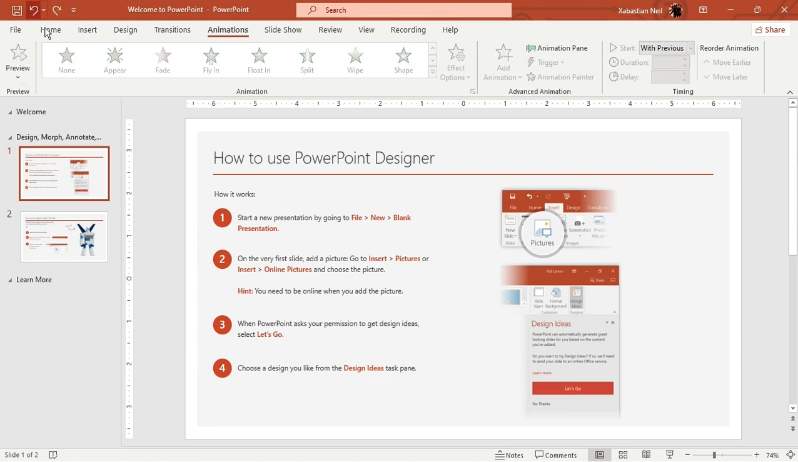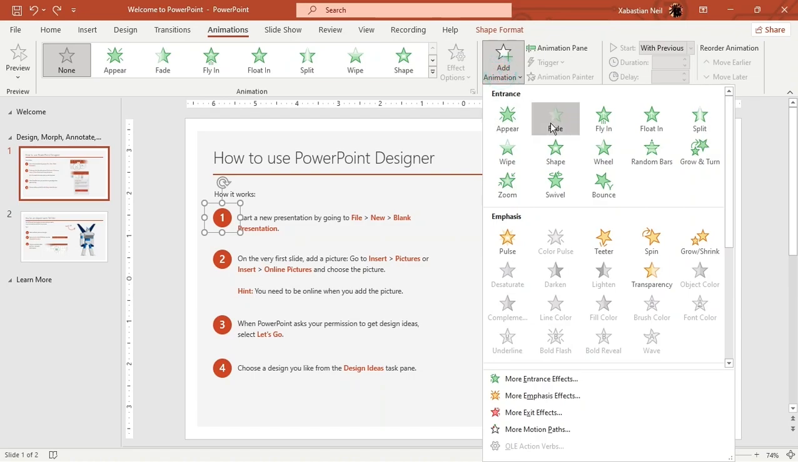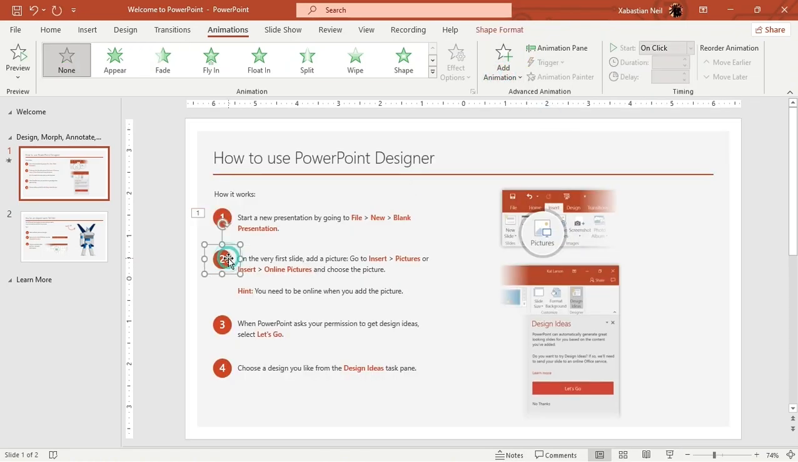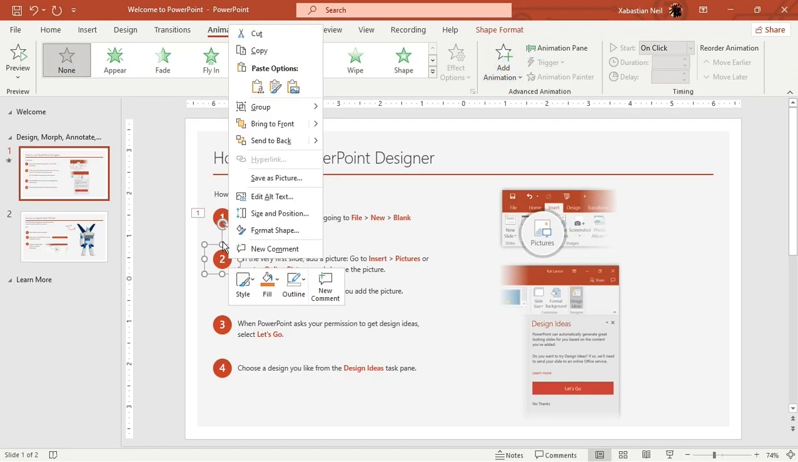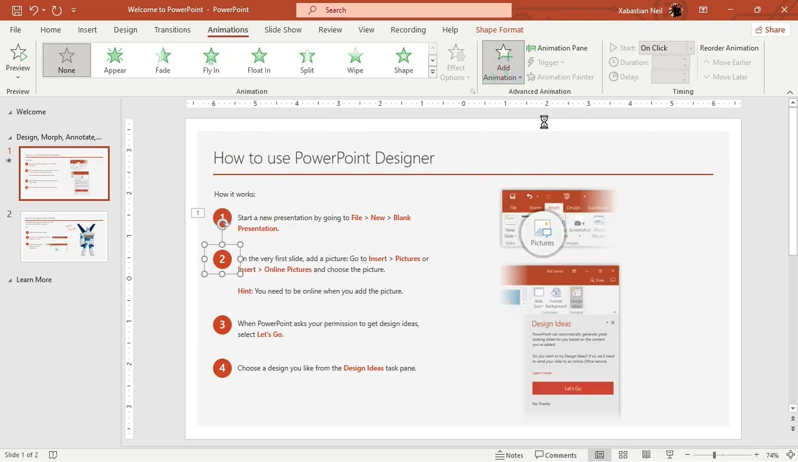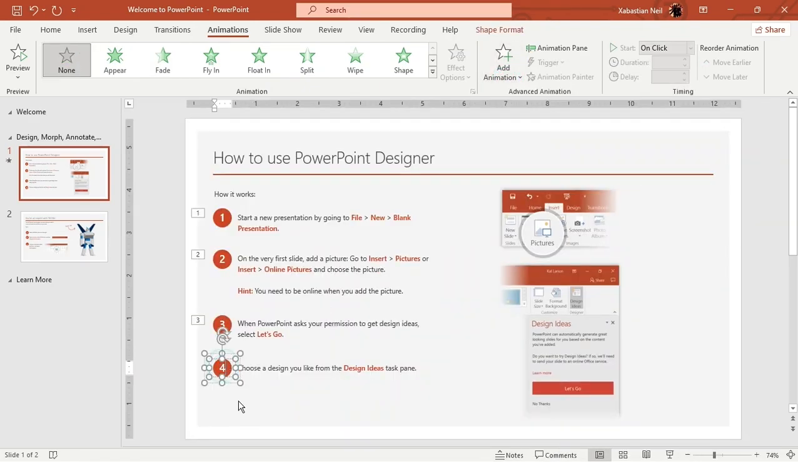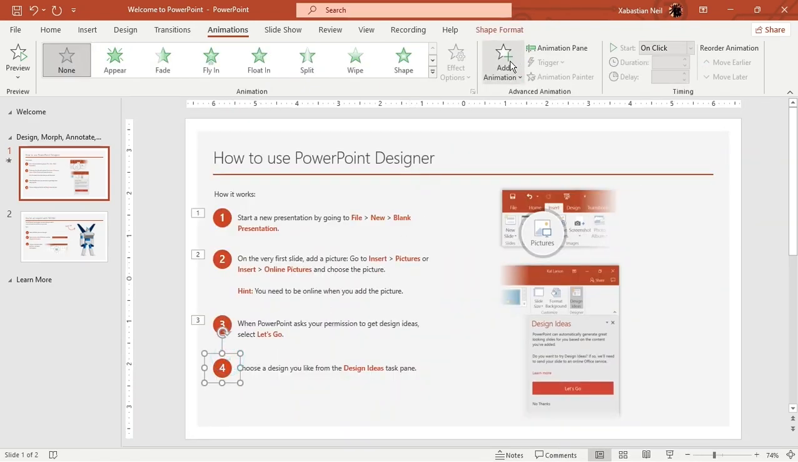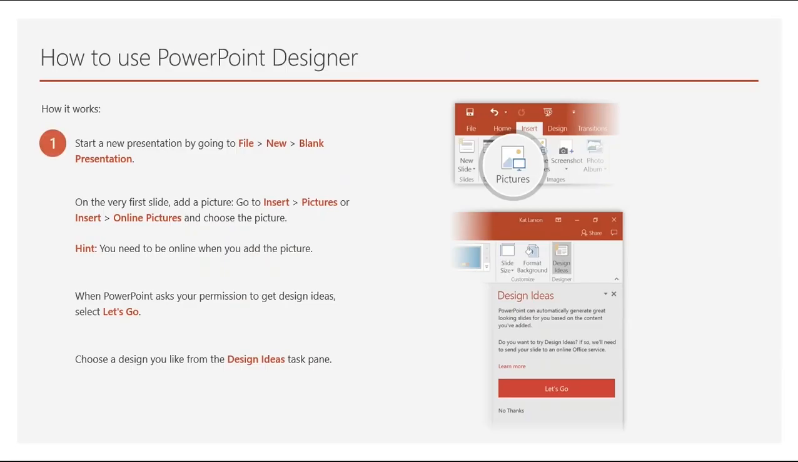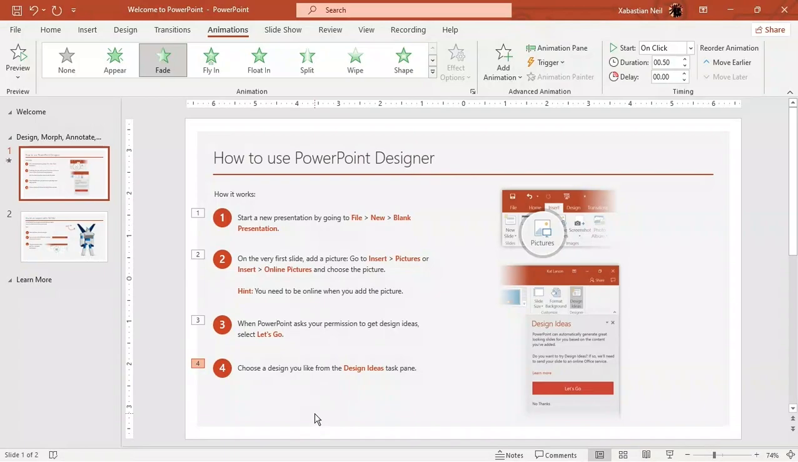So I'm going to undo this. Now I'm going to click on the first shape, then Add Animation, and click on Fade. Then I'm going to add another animation, which is also Fade. Now I'm going to do this one, Add Animation, Fade, and the last one too. Now I'm going to press F5. So this is how your click animation works.